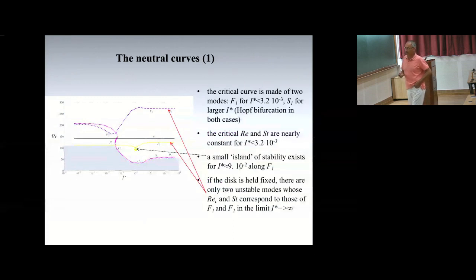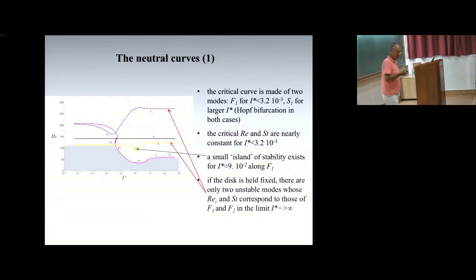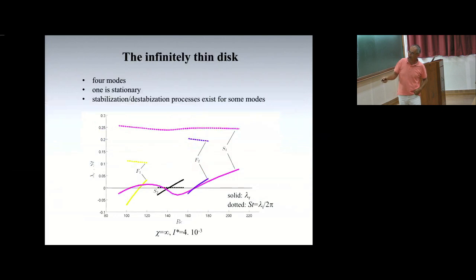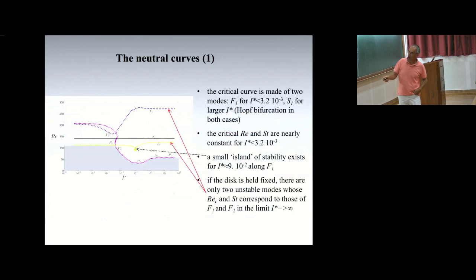But with this, what is more interesting is that you can build a neutral curve. Now you vary the inertia ratio of the disk, and you get this neutral curve here. The gray region is the one in which the motion of the disk is stable, and beyond the neutral curve is the unstable domain. The neutral curve in this case is made of 2 modes. Up to this point, it is the yellow mode that becomes unstable. So for this low inertia disk, the yellow mode is unstable first. But beyond this point, if you increase further the disk inertia, the purple mode is the most unstable. So clearly there is a crossing of modes at this point.